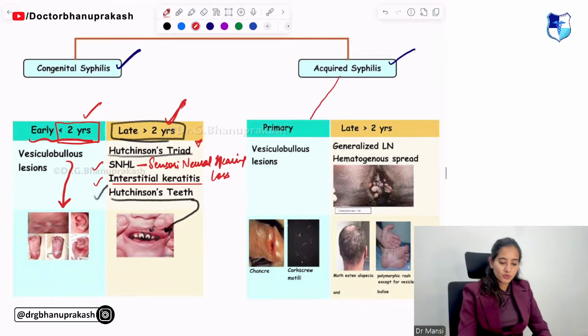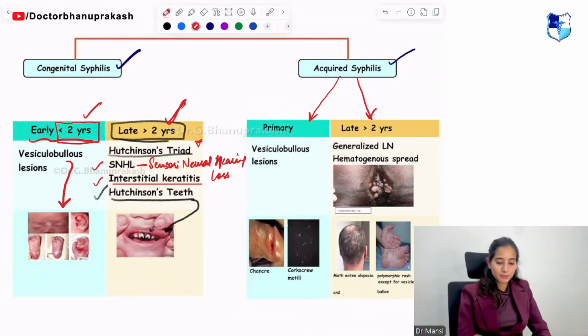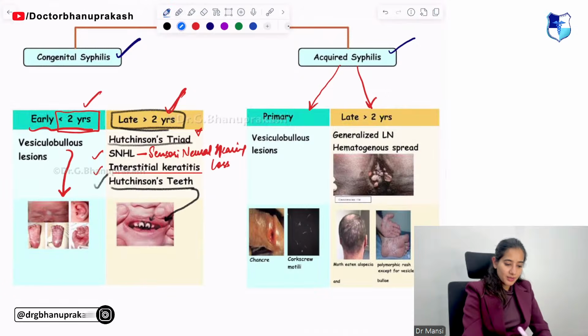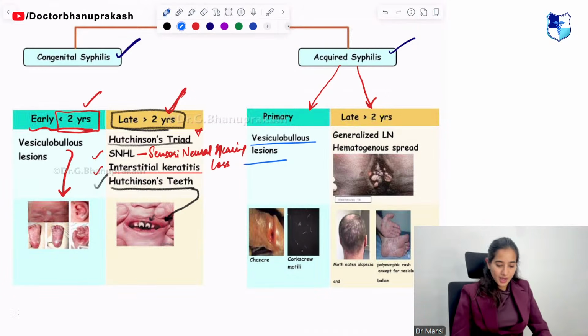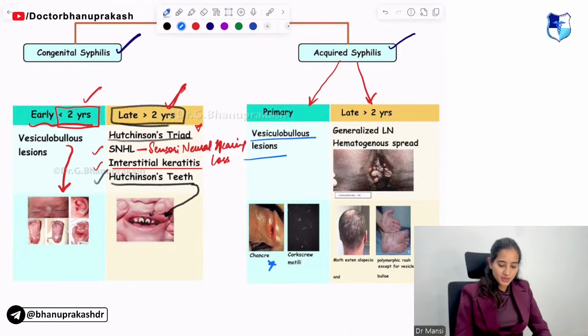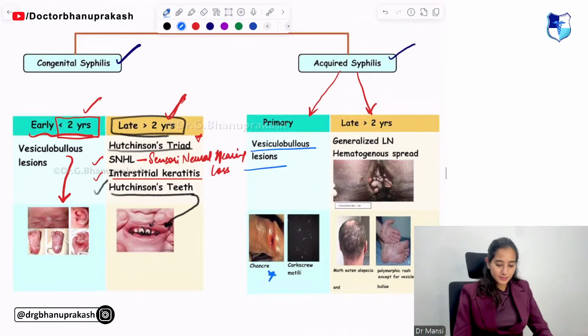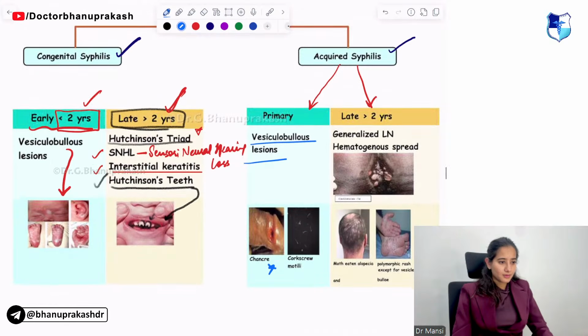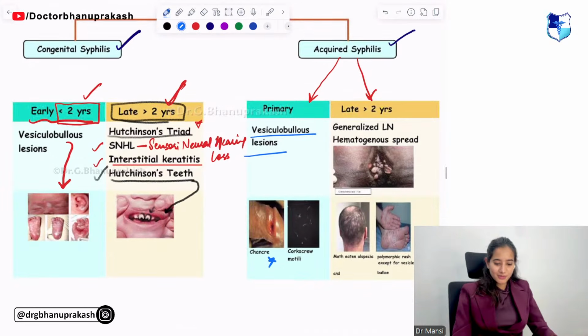And when we move to acquired syphilis, it can be of primary and late types. In case of primary, we can see the lesions are again vesiculobullous type, and there is a chancre present. What type of chancre is it in syphilis? Can anyone tell me? I really need your involvement here.